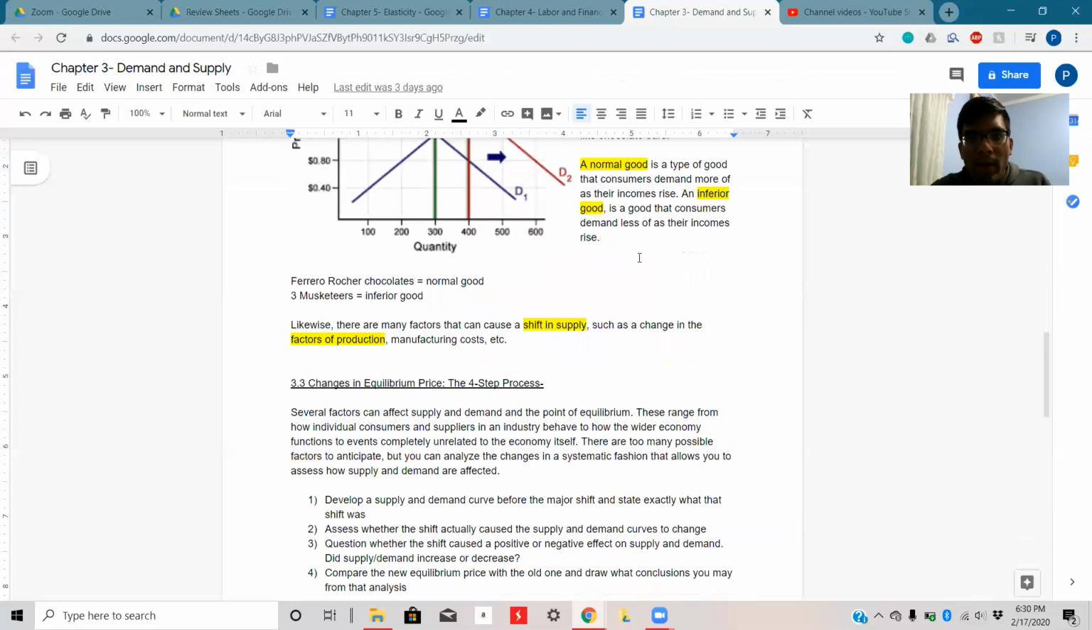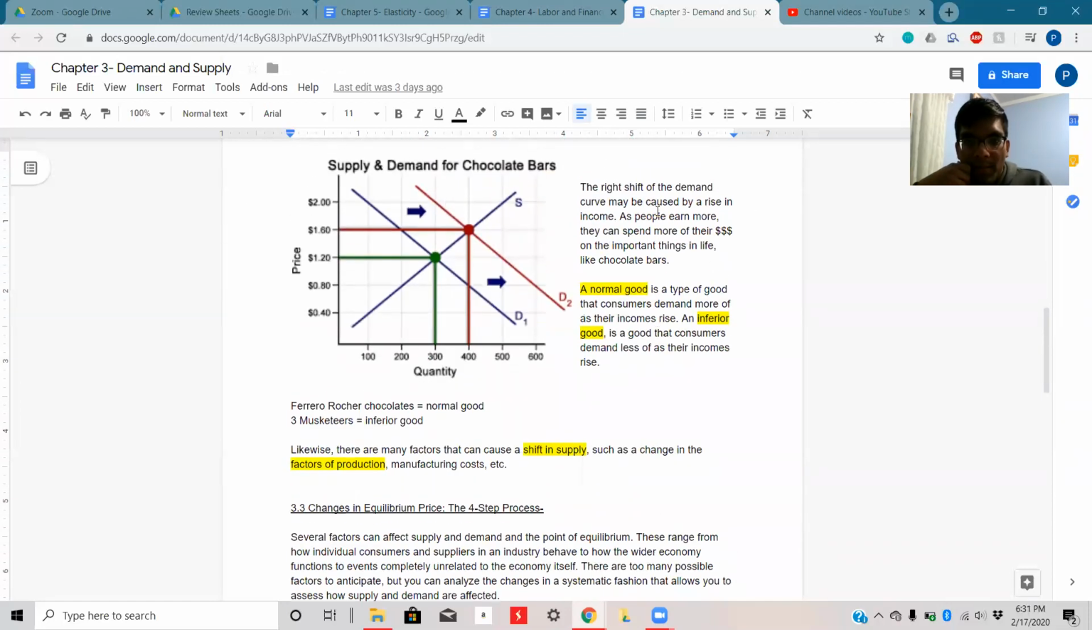A normal good is a type of good that consumers demand more as their income rises, but for an inferior good, demand actually decreases as their income rises. For example, a normal good might be chocolate, because chocolate is something most people want, and as their income increases, they might go from something like Kit Kats to Ferrero Rocher chocolates.